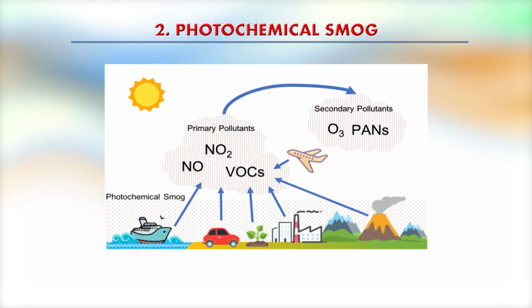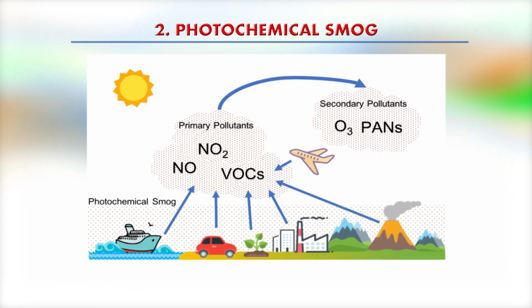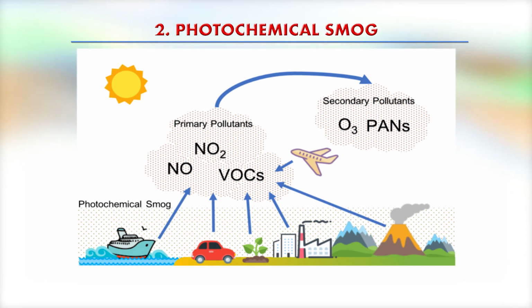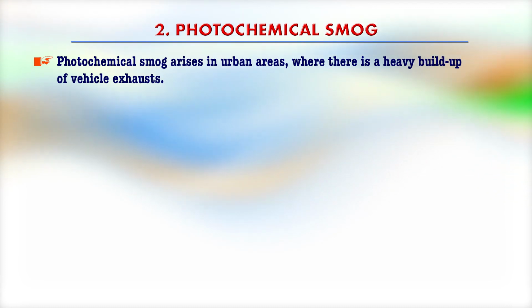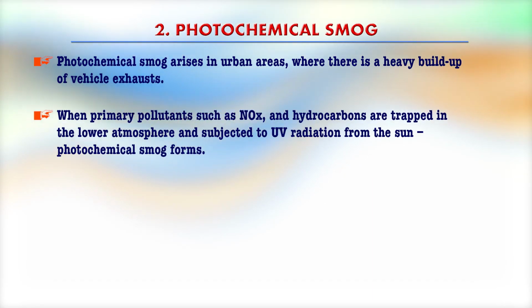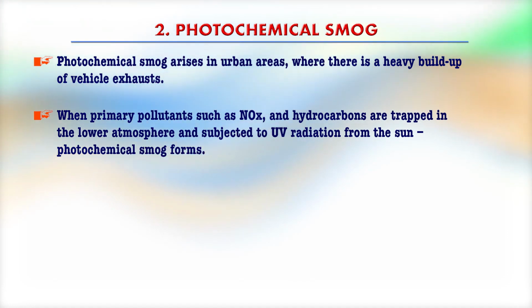The most important effect of this air pollution is photochemical smog. The secondary pollutants that form in the presence of sunlight as a result of chemical reactions in the atmosphere are normally called photochemical smog. Normally this photochemical smog appears in urban areas because there is a heavy buildup of vehicle exhaust. When primary pollutants like nitrogen oxides and hydrocarbons are trapped in the lower atmosphere and are subjected to the ultraviolet radiation from the sun, photochemical smog forms.